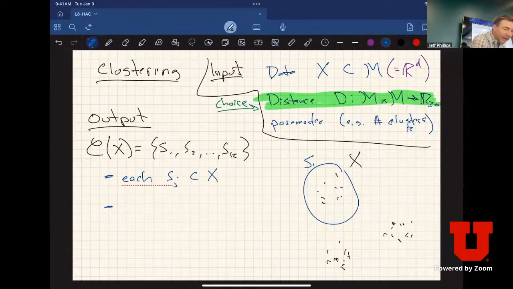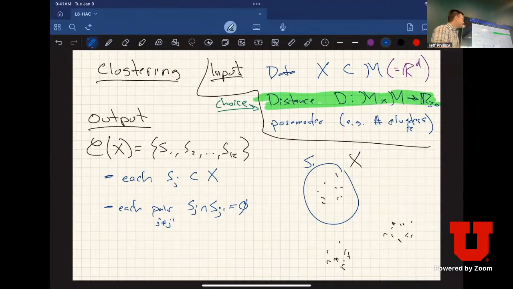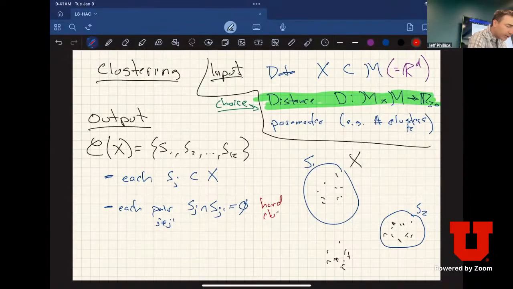We will typically say that each pair, Sj intersect Sj prime, is going to be the empty set, for j not equal to j prime. So if I have two different clusters, this is S1, this is S2, there's no overlap between these. This in particular is the hard clustering. Okay, so hard clustering enforces that the clusters do not overlap.